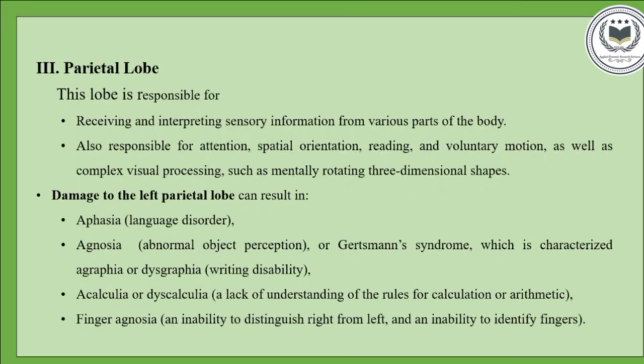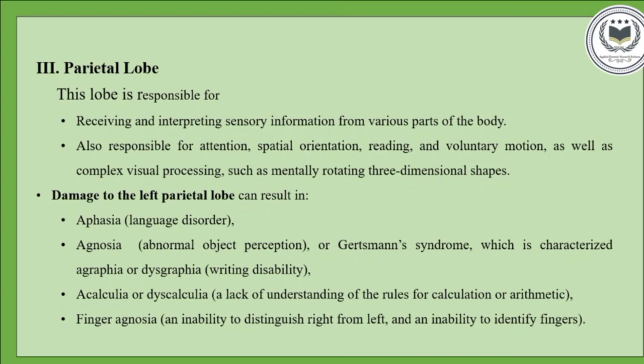Parietal lobe, situated between the frontal and occipital lobe and above the temporal lobe. The parietal lobe allows us to coordinate our movement in response to objects in our environment through the use of the visual pathway. So it is mainly responsible for receiving and interpreting sensory information from various parts of the body. Also, it is responsible for attention, spatial orientation, reading, and voluntary motion, as well as complex visual processing such as mentally rotating three-dimensional shapes.